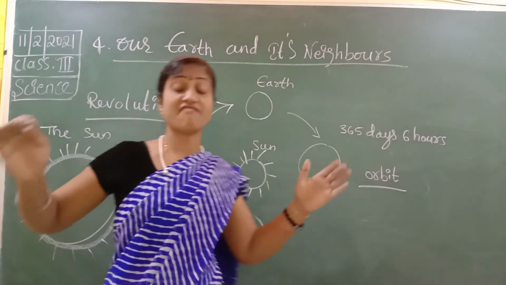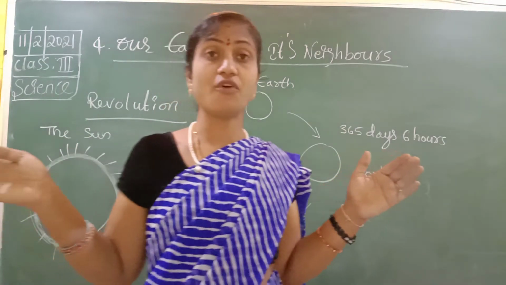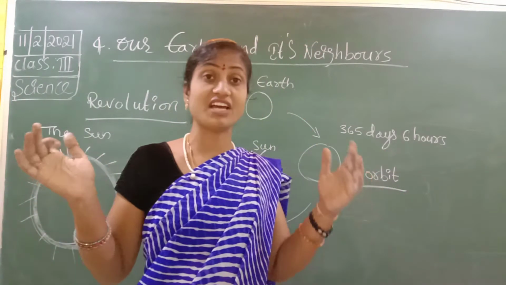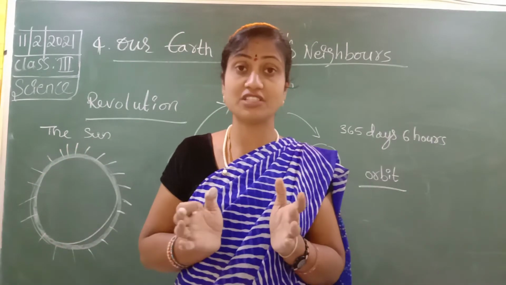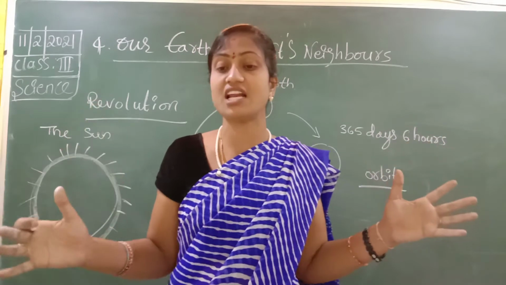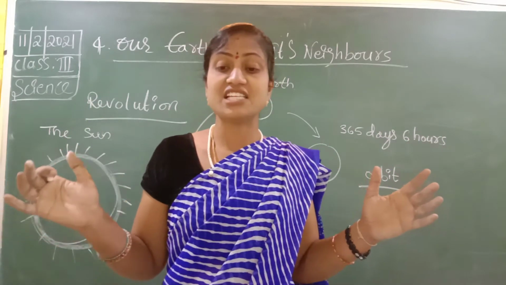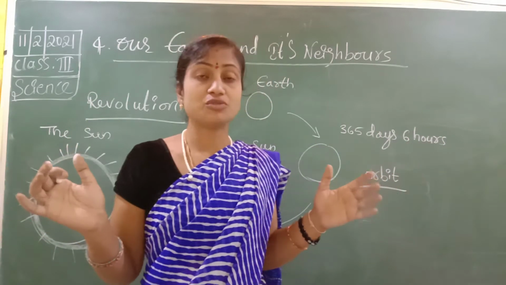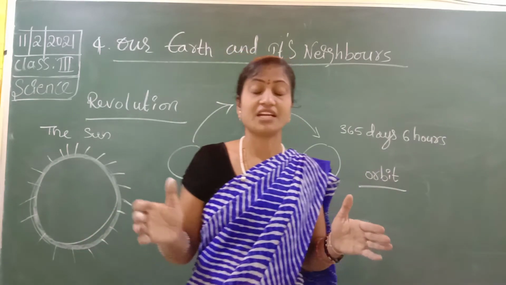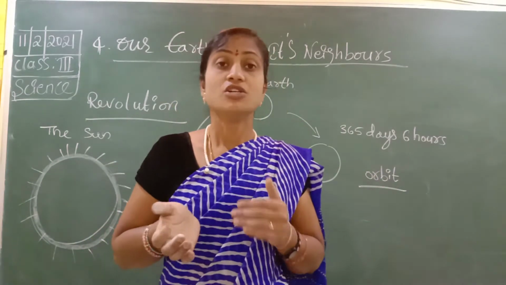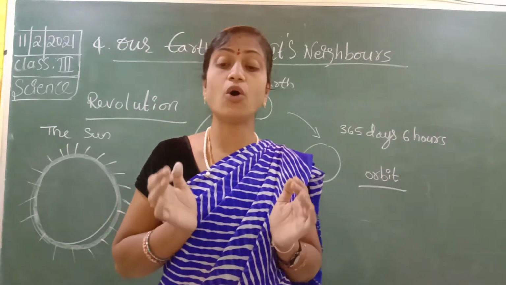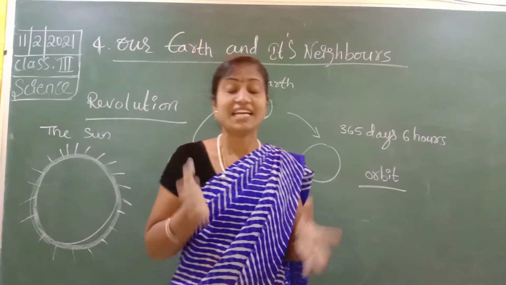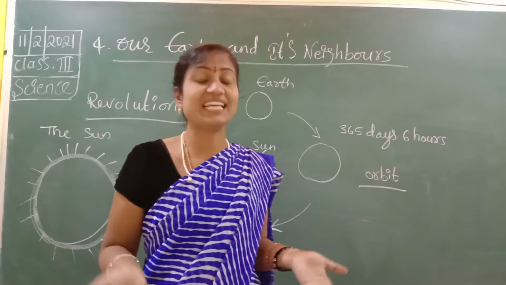The sun is a very big ball of hot gases. It looks very fiery, very red in color. You have to observe the picture. It is the star closest to our earth. It shines on its own, so it has its own light and heat.